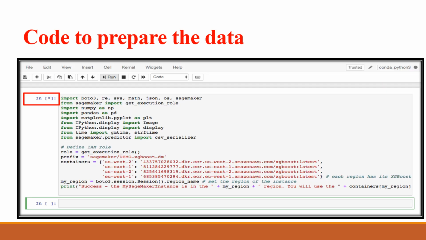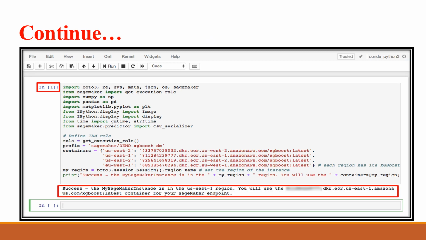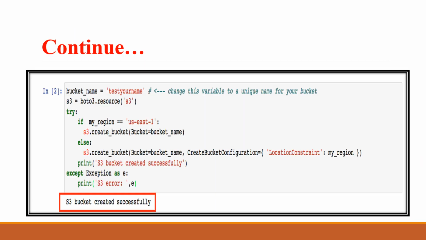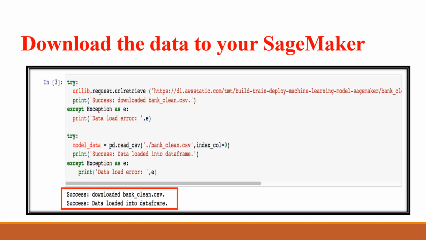To prepare the data, train the model, and deploy it, we need to import some libraries and define a few environment variables. For this, we will copy this code and run it. After running this, we will find that it has run successfully. The next step is to create an S3 bucket, so we copy this code and simply run it. Once we have created this S3 bucket, we need to download the data to our SageMaker instance. For this, simply copy and run this code.